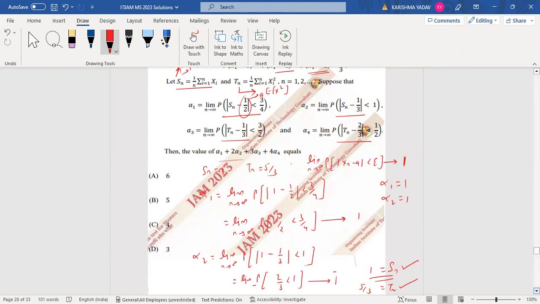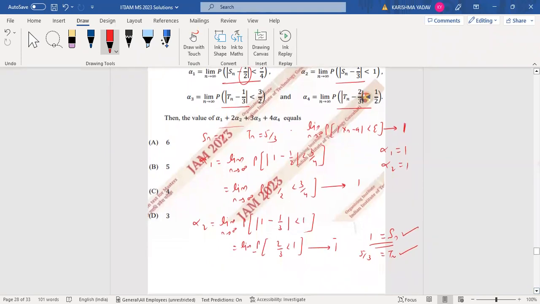Now let's check for alpha 3. Alpha 3 is the limit of the probability that Tn, what is the value of Tn? Tn is 5/3. 5/3 − 1/3 is less than 3/2, or not. What is 5/3 − 1/3? It is 4/3, less than 3/2. This is also true because 4/3 is less than 3/2. So this will also converge to 1 with convergence in probability. So alpha 3 is also equal to 1.